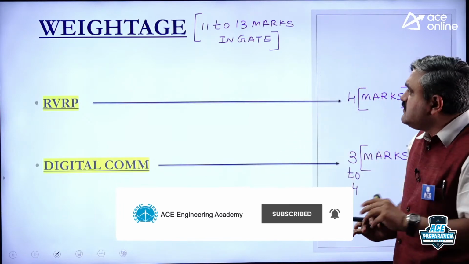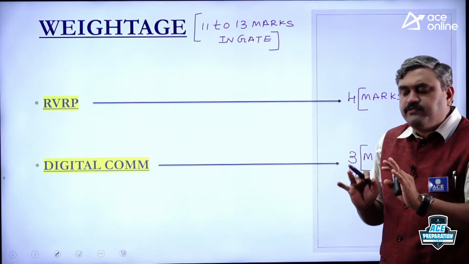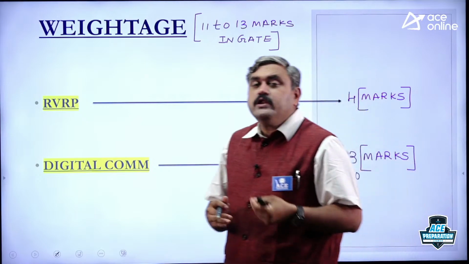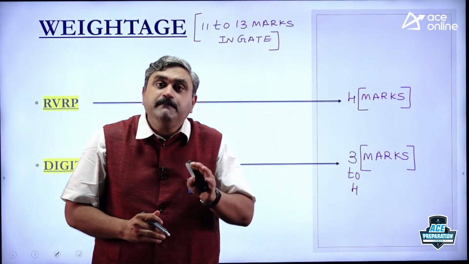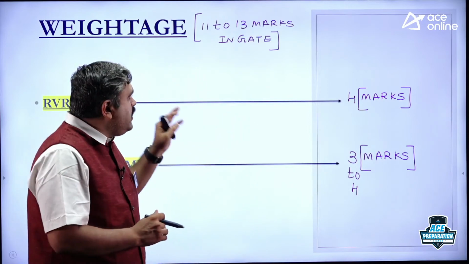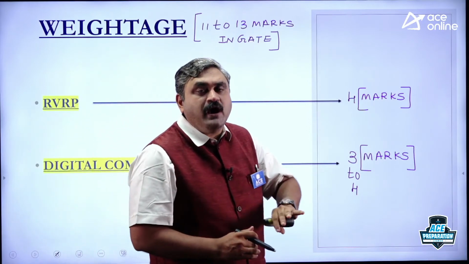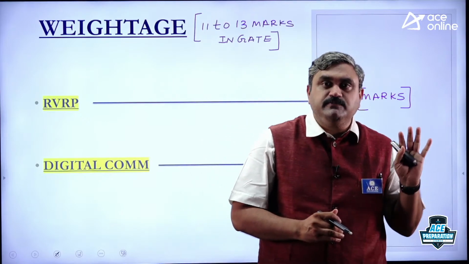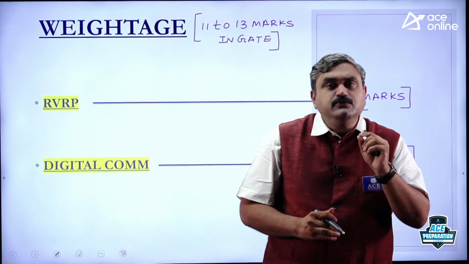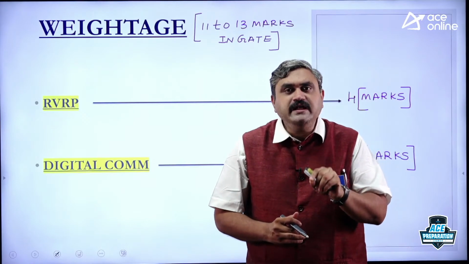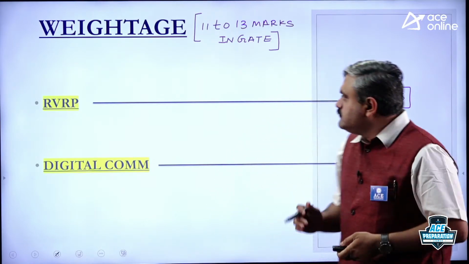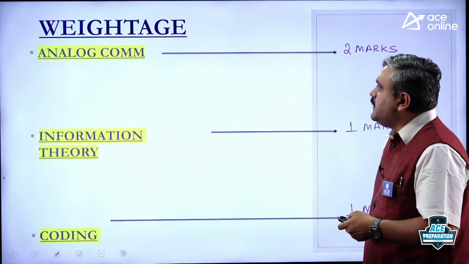But in GATE examinations, most of the time nowadays, more importance is given to random variables, random process and digital communication when compared with the remaining topics. So on an average, you can expect around 12 marks coming from communication systems, out of which 60 to 70% will be from random variables, random process and digital communications. Okay? So this tells you about the weightage part.